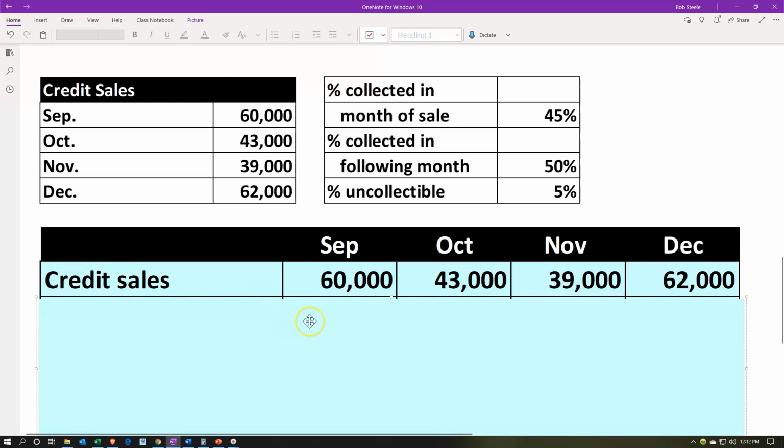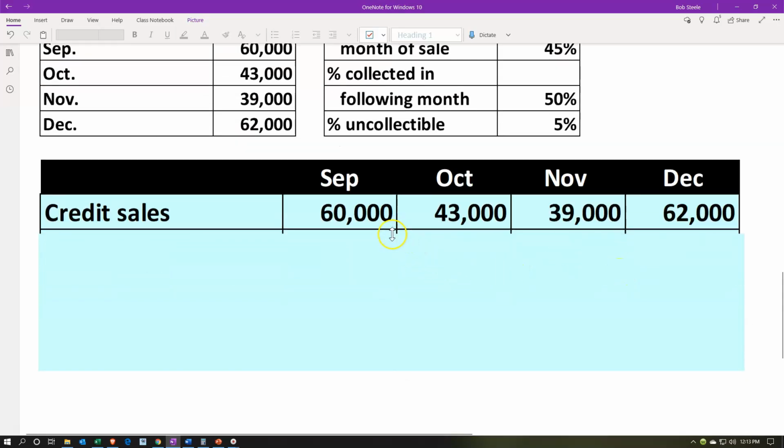So then we got the credit sales. We're just pulling these numbers on over. These are the sales that we made. We made sales, sent out the invoice. Sales on account. We don't have any cash sales at this point. We're saying they're all credit sales. They're all going into accounts receivable. So when we make the sales, we're just imagining them in accounts receivable. We're just pulling in the sales number 60, 43, 39, 62 for September through December.